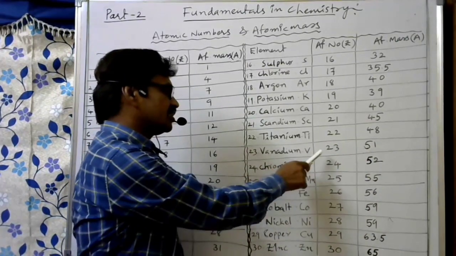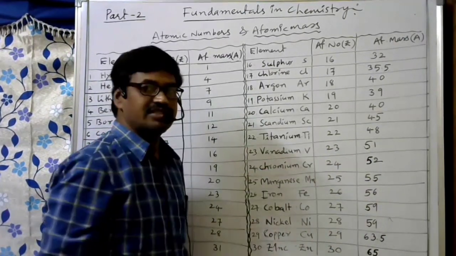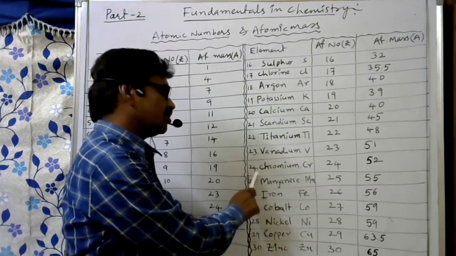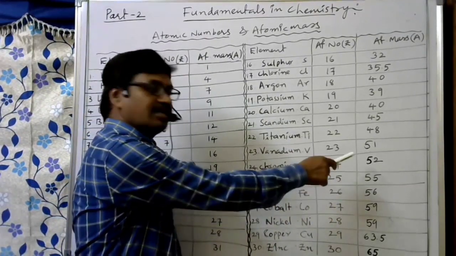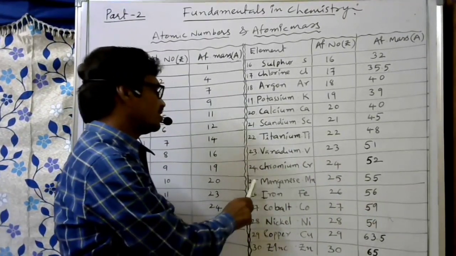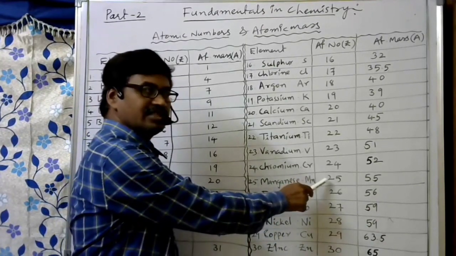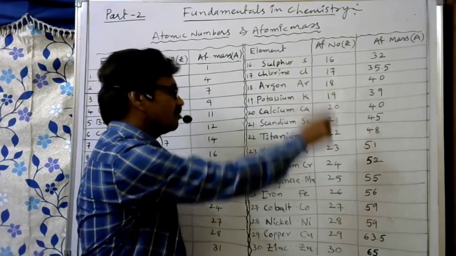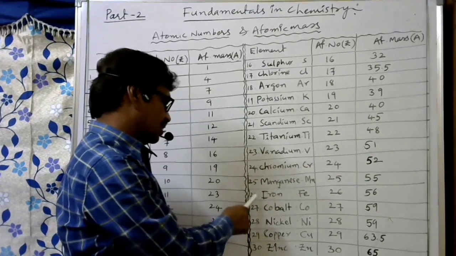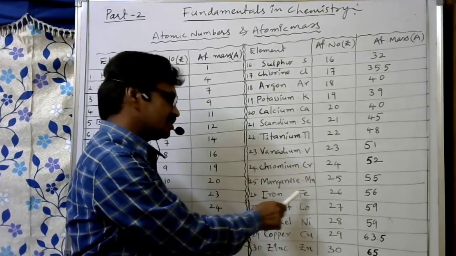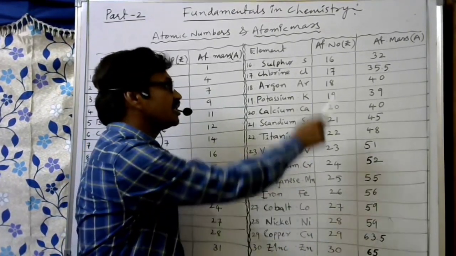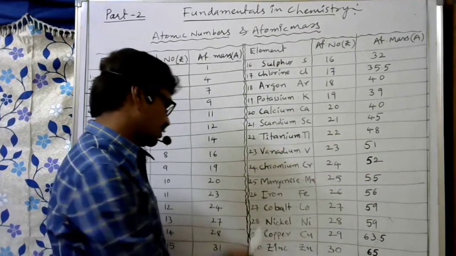Vanadium, 23 atomic number, 51 atomic mass. Then chromium, 24 atomic number, 52 atomic mass. Then manganese, 25 atomic number and atomic mass 52. And iron, Fe, ferrum, atomic number 26 and atomic mass 56.